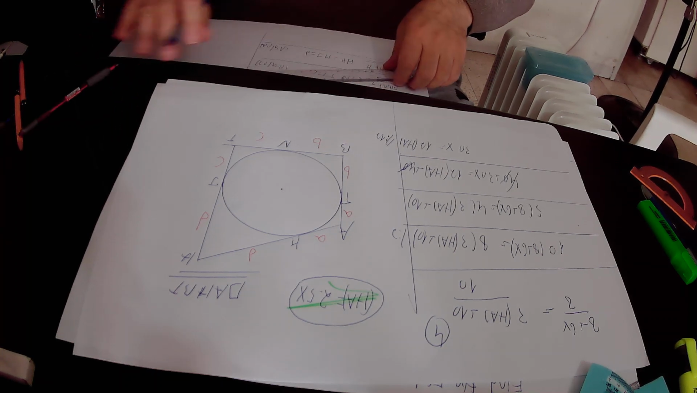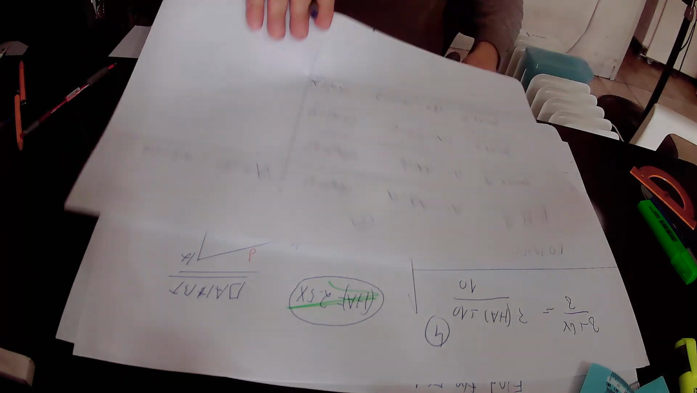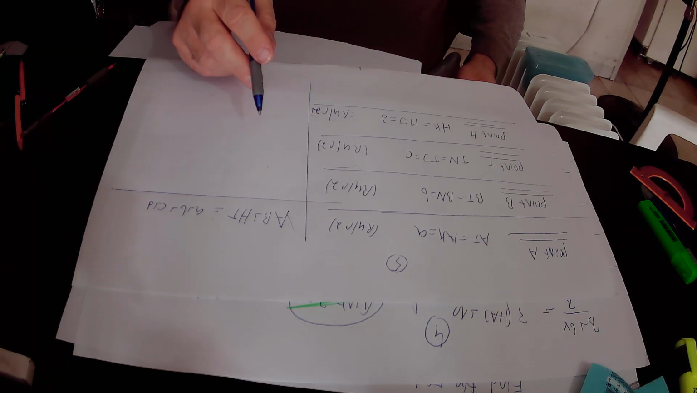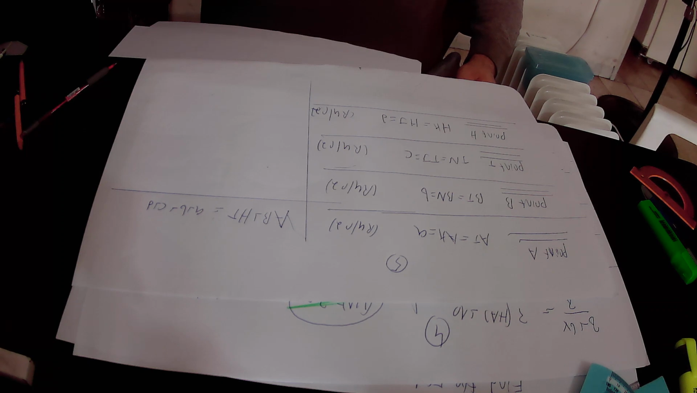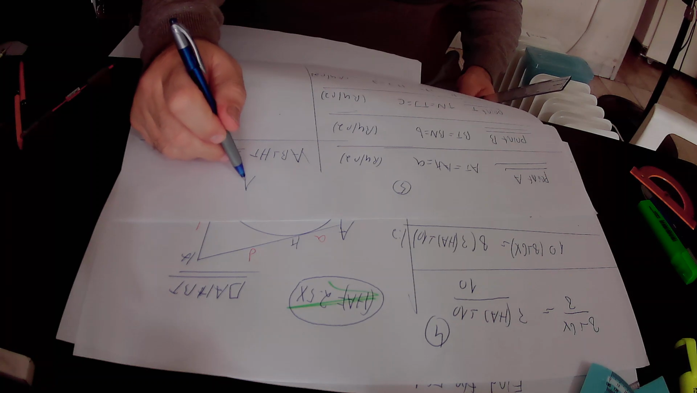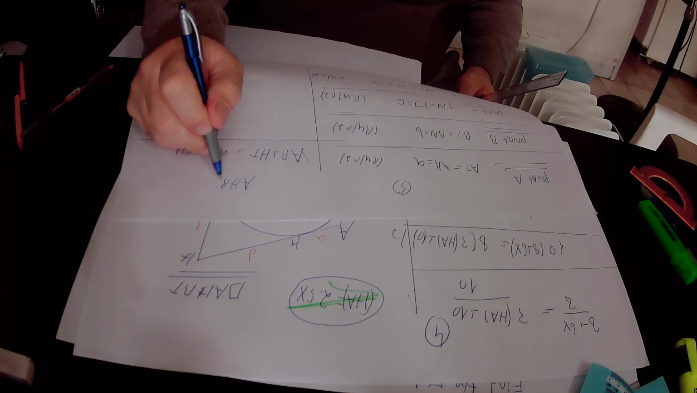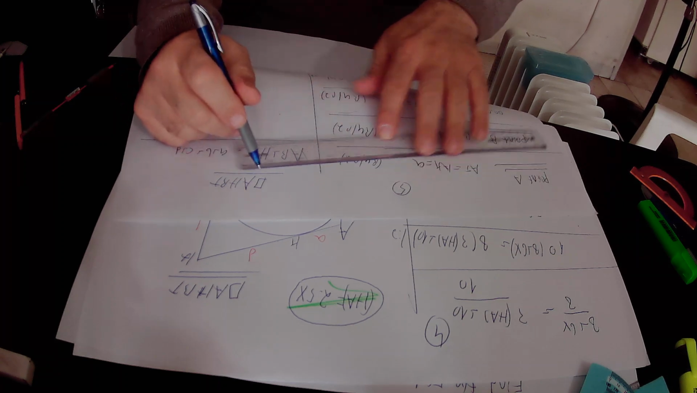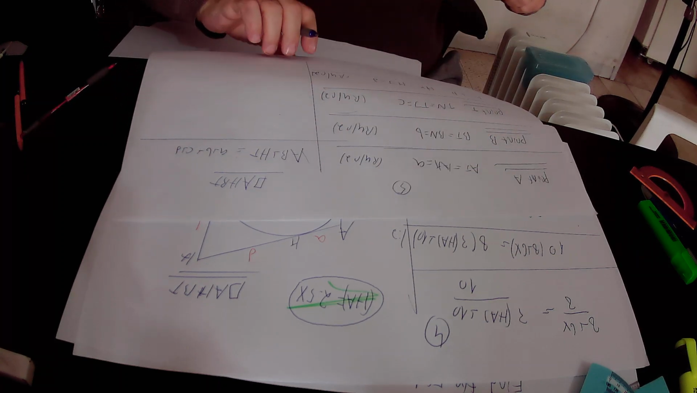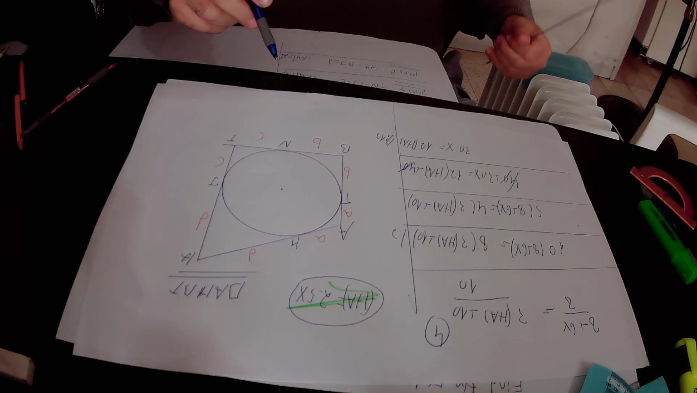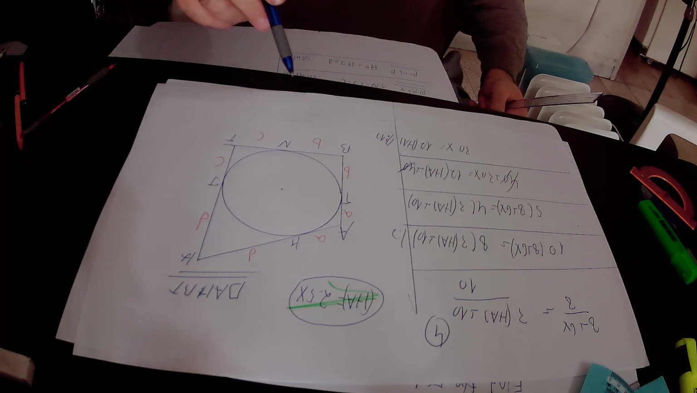So in conclusion, we found out that side AB plus side HT of quadrilateral AHBT is equal to A plus B plus C plus D. In the next step, we will add the two opposite sides of quadrilateral AHBT.